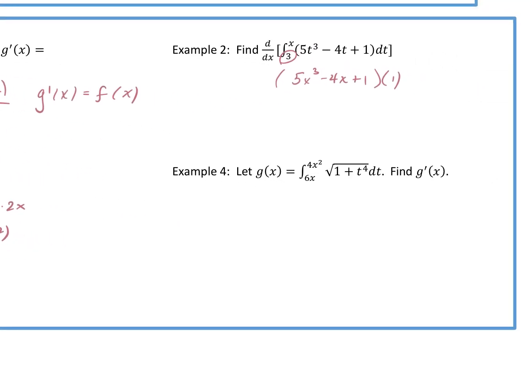And then for this one, again, they're asking to find the derivative of this. So when we derive this, we're taking the derivative of this. So it's the second fundamental theorem. I'm just going to drop in the 4x squared for the t. So we're going to get 1 plus 4x squared to the fourth. I'm going to times it by the derivative of 4x squared, which is 8x. And then minus 1 plus 6x to the fourth. And then times the derivative of the bottom, which is the 6.